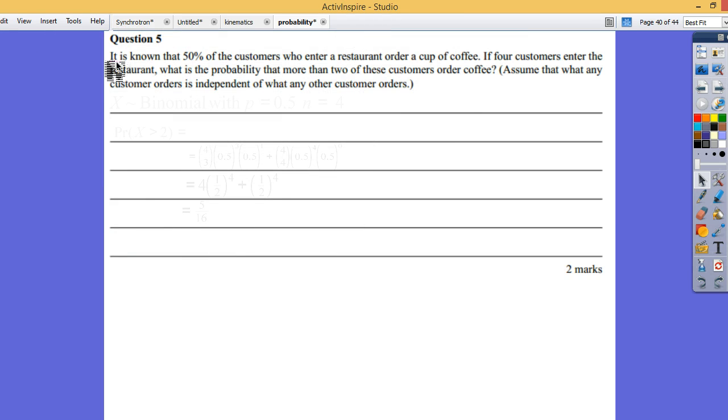So this is from a past exam, in exam 1. So there's no CAS allowed and no notes. There are some things that you need to know and be able to remember to work on such a problem. So let's go through it. It is known that 50% of customers who enter a restaurant order a cup of coffee. If 4 customers enter the restaurant, what is the probability that more than 2 of these customers order coffee? Assume that what any customer orders is independent of what any other customer orders.